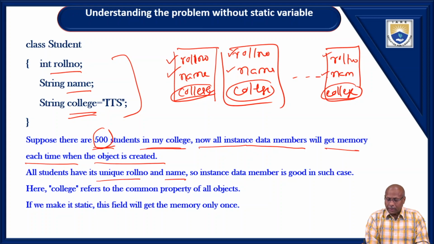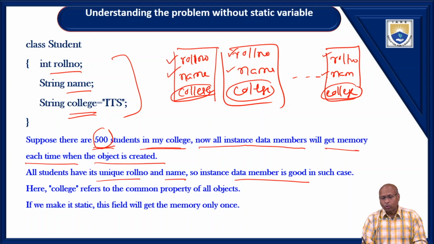So instance data members are good for those. Every roll number should get memory, no doubt. Every name should own memory, no doubt. Whereas college refers to a common property. When college is common to all students, why should I declare it as non-static? If I write in this format, it unnecessarily occupies memory. So to overcome this problem, what do you have to do?